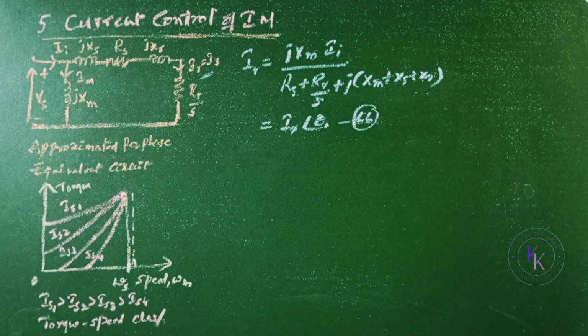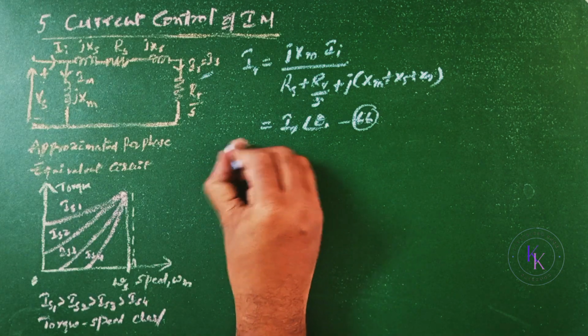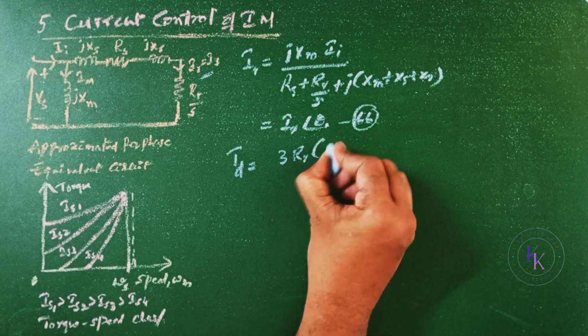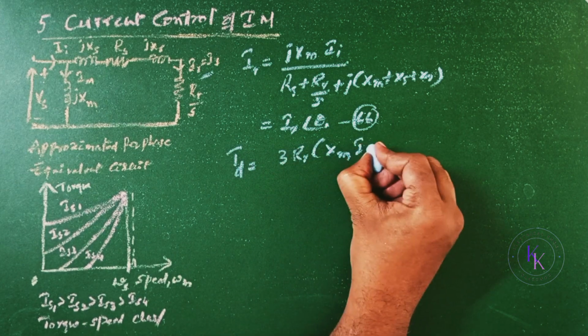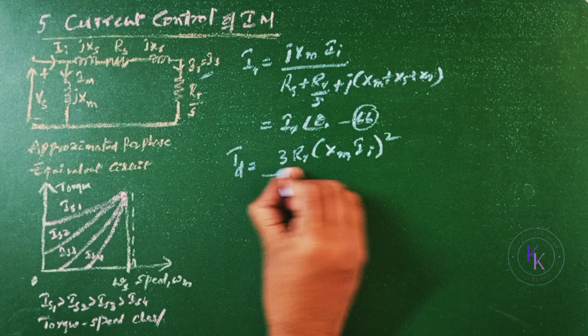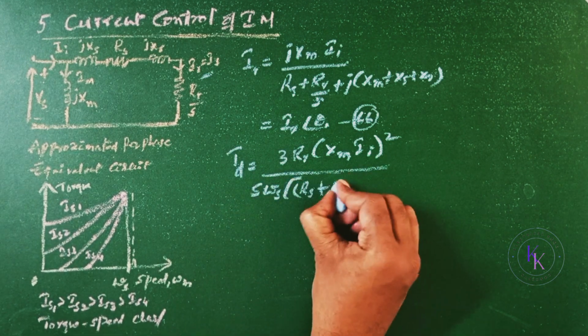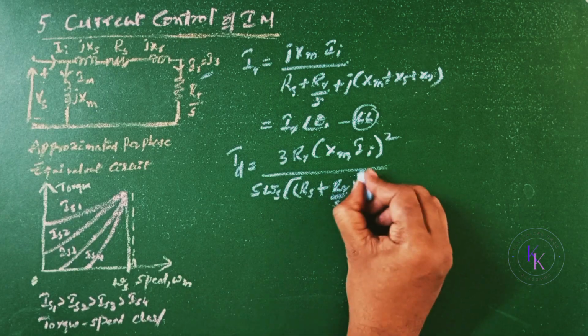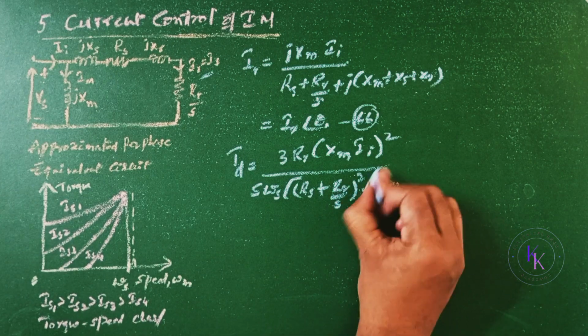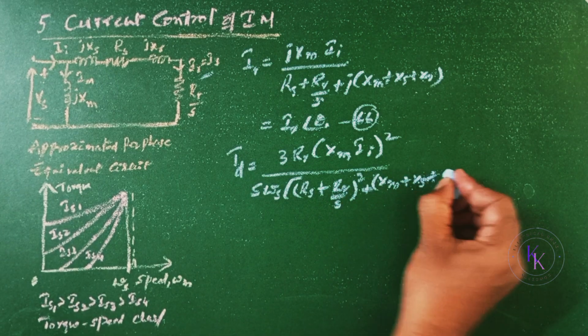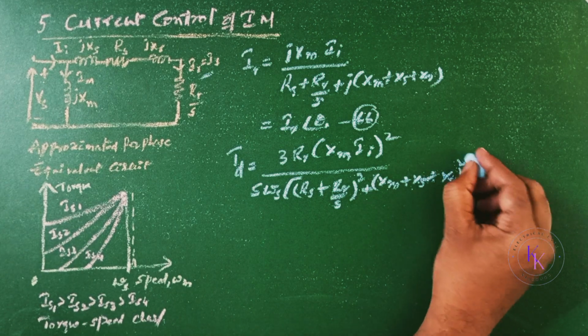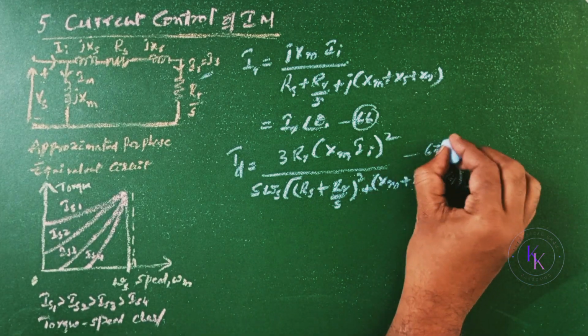From equations 9 and 12, which we already discussed and saw in the previous topic, developed torque TD is given by 3 RR by S of XM I square divided by S omega S of ((RS plus RR by S) whole square plus (XM plus XS plus XR) whole square). Let this be equation number 67.